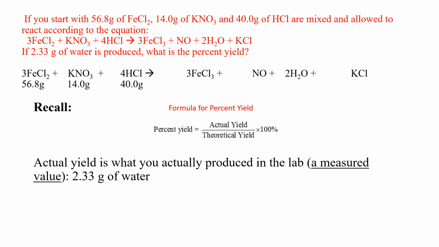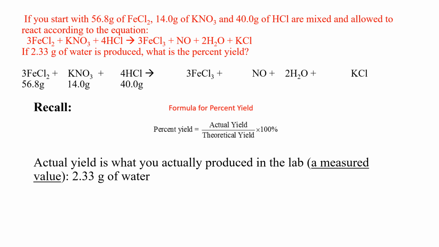Keyword, measured. So you did the experiment, you mixed this amount of chemicals, 56.8 grams of iron trichloride, 14.0 grams of potassium nitrate, and 40.0 grams of hydrochloric acid in the lab. But of course, in theory, on paper, the amount produced will be different from what you actually produce in the lab due to experimental errors and things like that. So the actual yield is the measured value, which is 2.33 grams of water, given by the question. And the question will always give you that. Otherwise, there's no way you can figure out the percent yield without the actual yield.